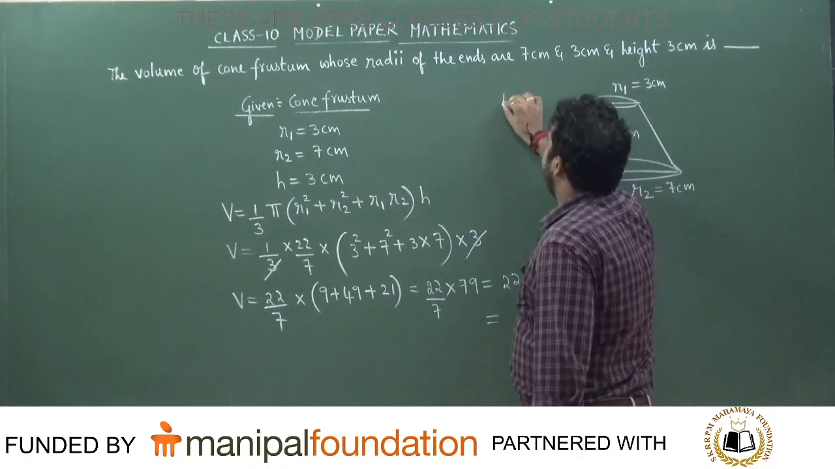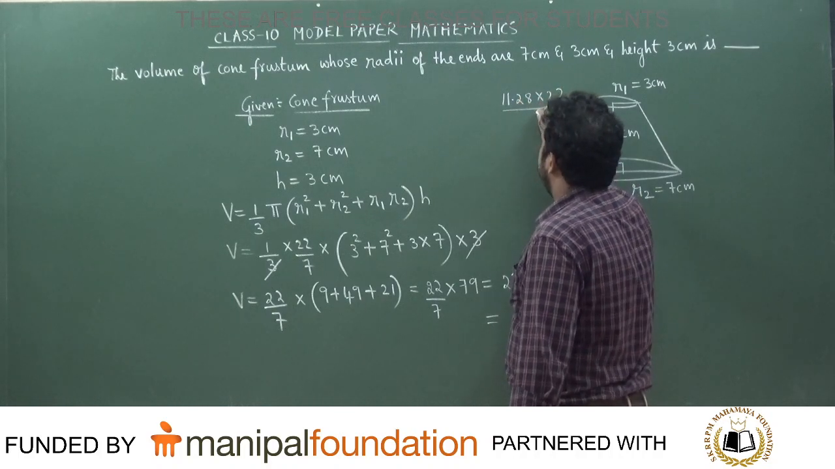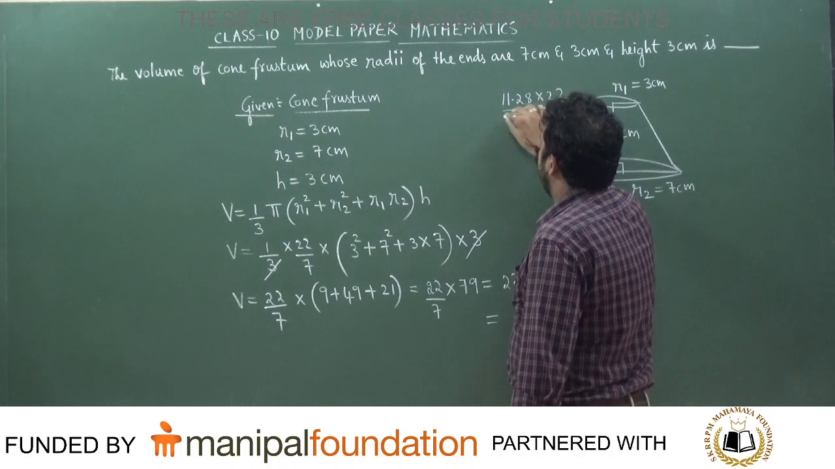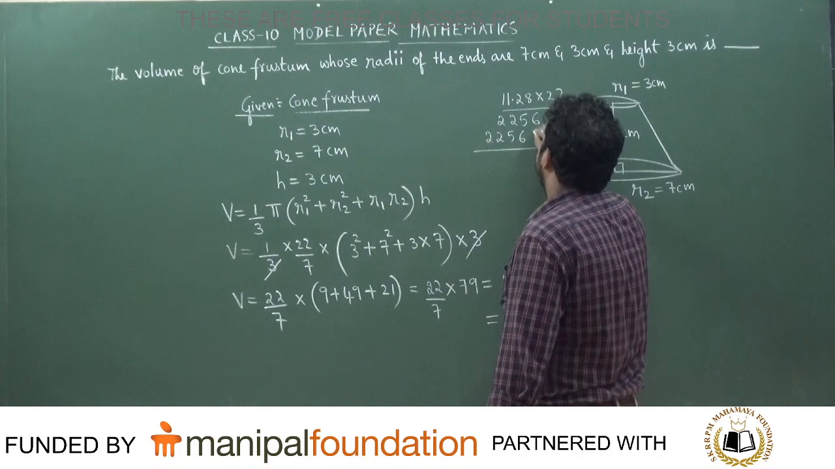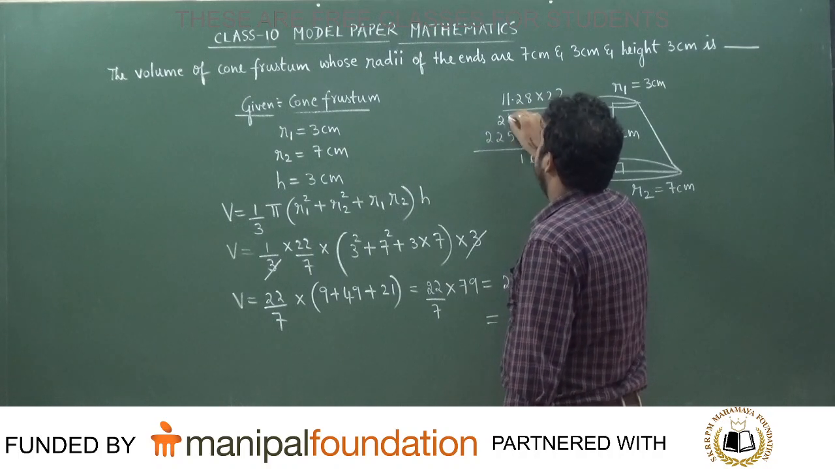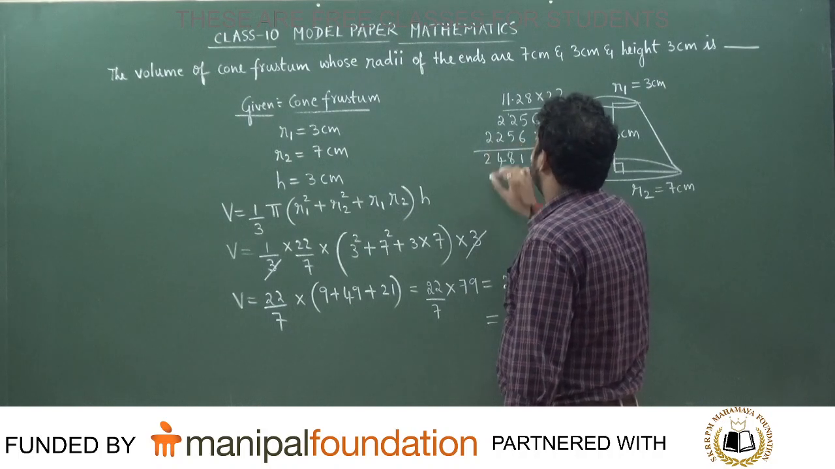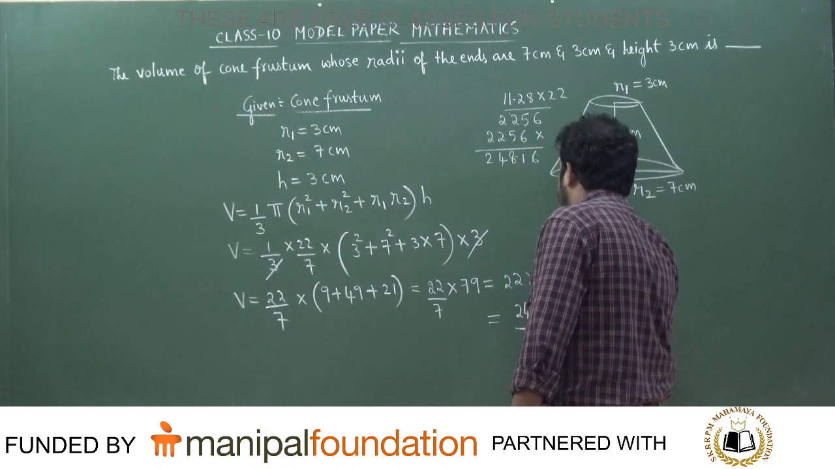So what you do? 11.28 into 22 you calculate. So what do you get? 2 8s are 16, 2 2s are 4, 2 1s are 2 and 2 1s are 2, and this will be 2256. So what is the answer that we get is equal to 248.16.